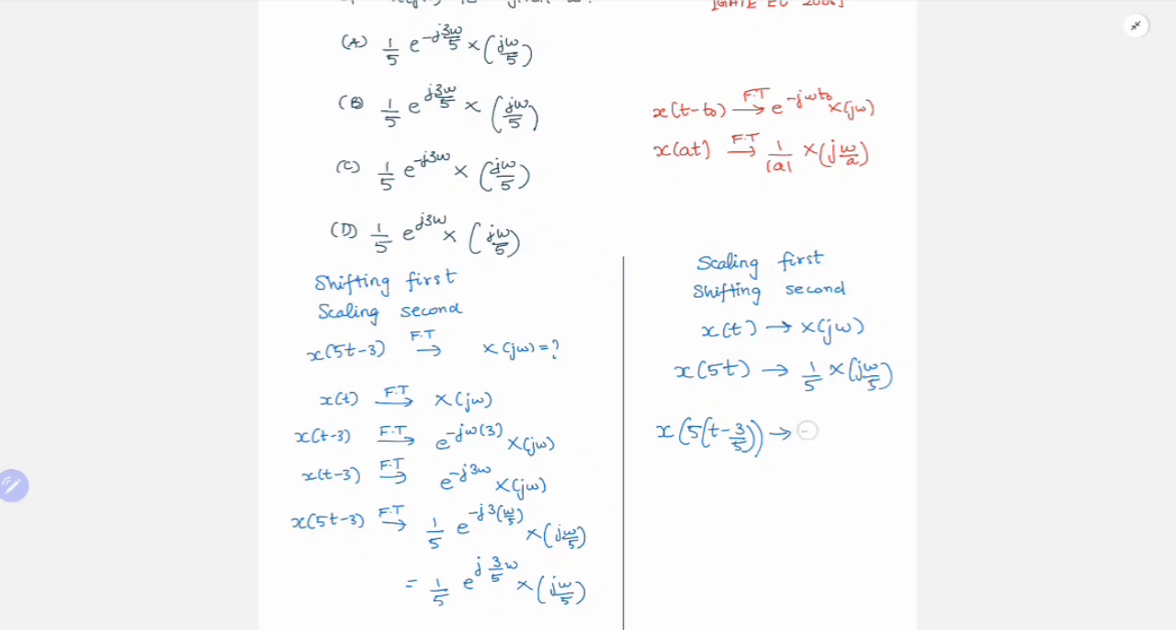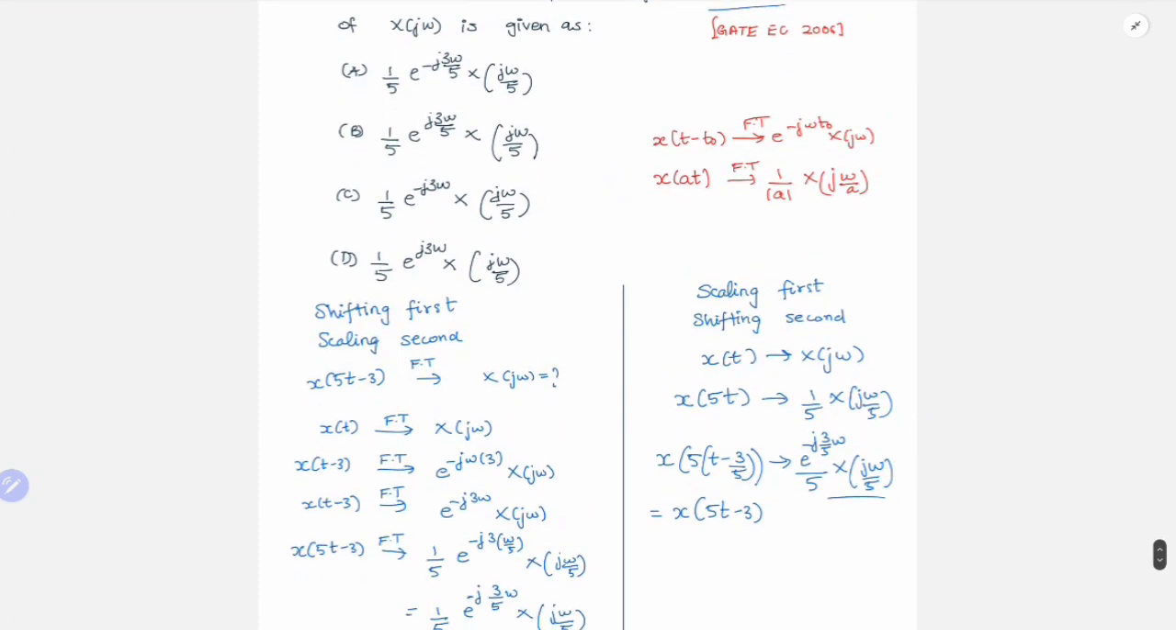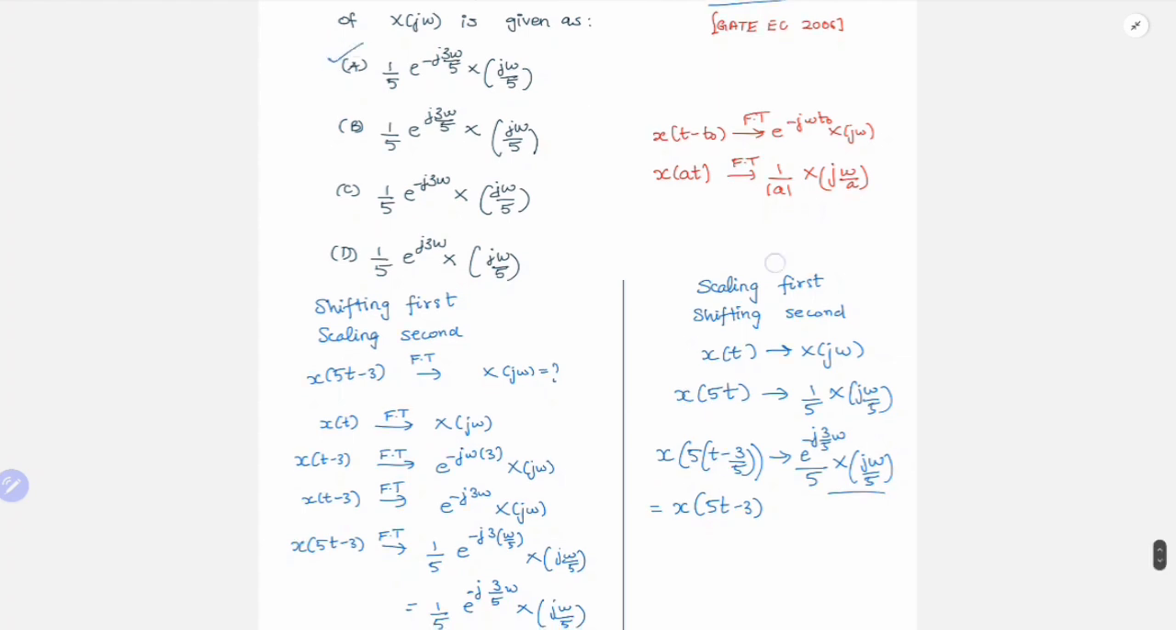So then what will happen? I'll get e power minus j 3 by 5 omega by 5 x of j omega by 5. So this again it is same. So this side will evaluate to x of 5t minus 3. So you can see both sides you get the same answer. Sorry, here I missed the minus sign, which is being carried over from the previous step. So my answer is 1 by 5 e power minus j 3 omega by 5 x of j omega by 5, which is option A.